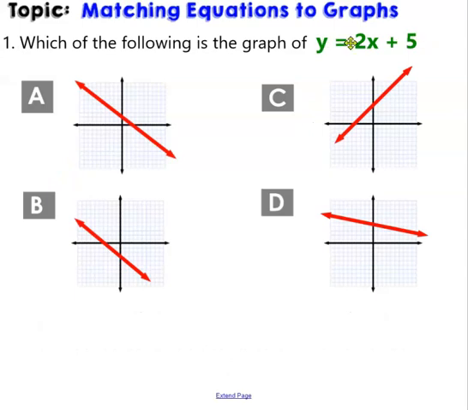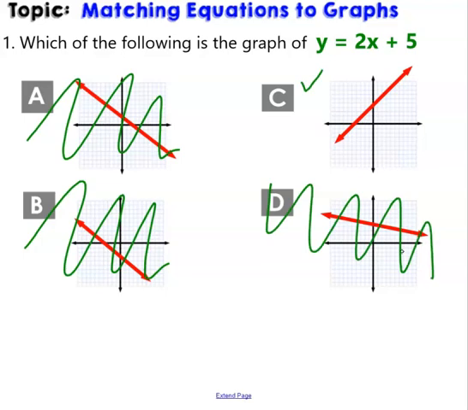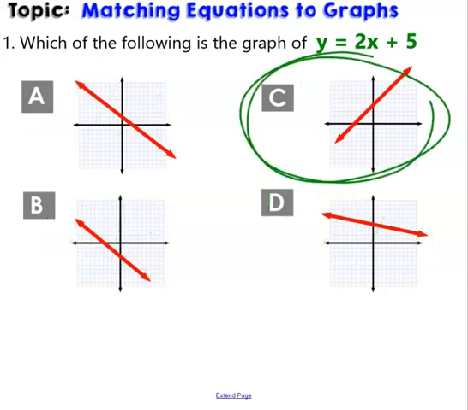What if I give you an equation and you have to find the matching graph? Well, let's look at the basics here. What is this telling us? It's telling us that the line is tilting uphill. It has a positive slope. So this one's out, and that one's out. C is in and D is out. A, B, and D are all tilting downhill. So that must make C the right answer.